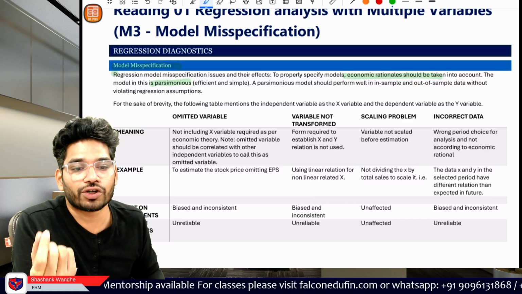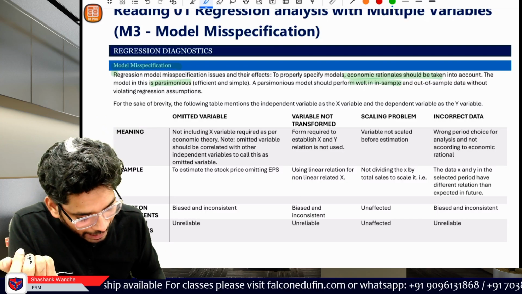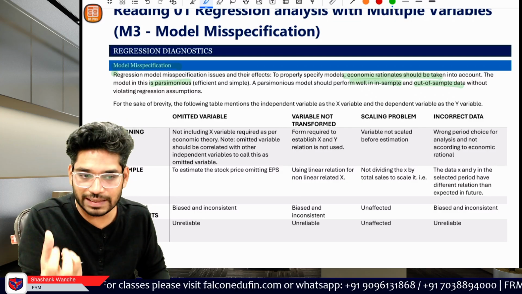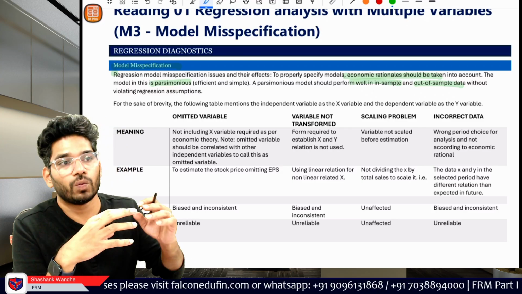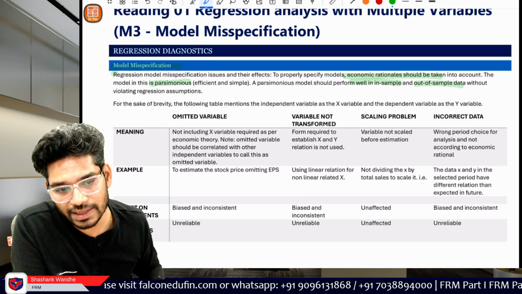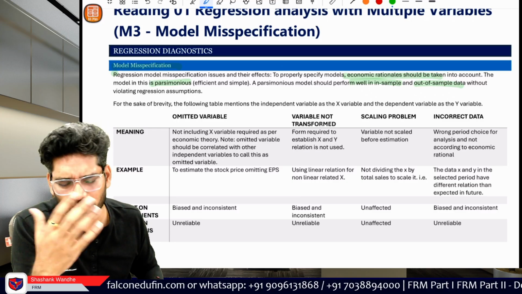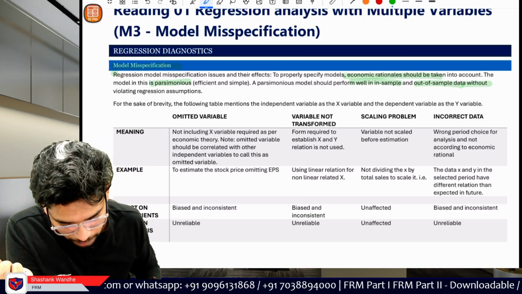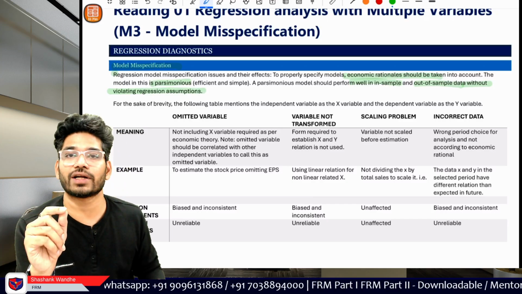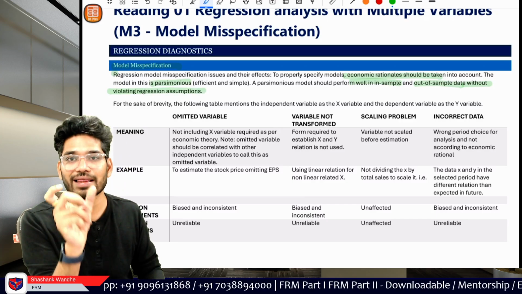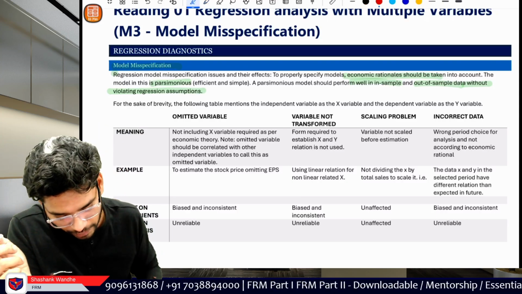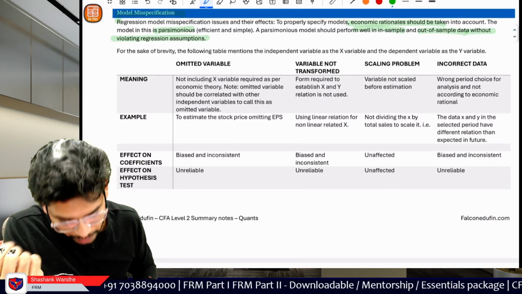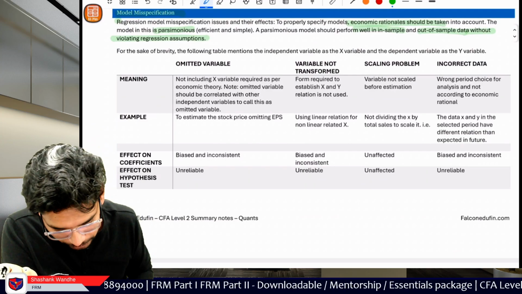The parsimonious model should perform well in sample and out of sample. In sample means the data you use to train that model, and out of sample means the data which you want to forecast. I'm assuming from the level 1 discussion you already understand in sample and out of sample, and this has to be done without violating regression assumptions, and this is the second part of the discussion. In the first part we will mainly focus on the misspecification of the model and not the assumption part.